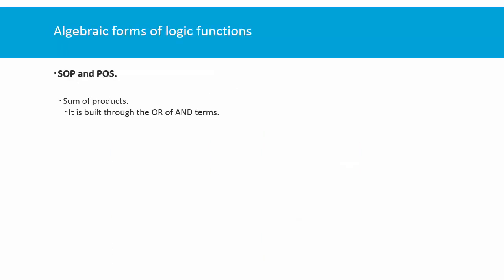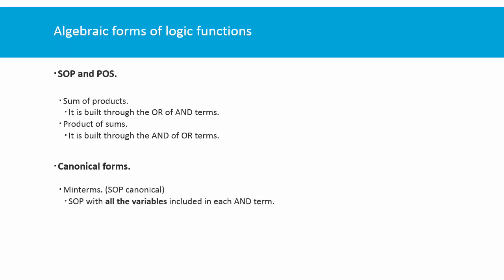You already know what a sum of products is. You already know also what a product of sums is. But now we have canonical forms. And canonical forms are actually also sum of products and also product of sums. The difference is that in the first canonical form, which is called Minterm, the sum of products is special in that all the variables are included in each AND term. And the other canonical form is the Maxterm, which is a product of sums. In this case, all the variables are included in the OR term.